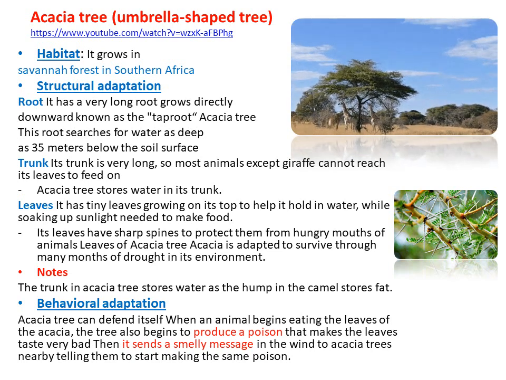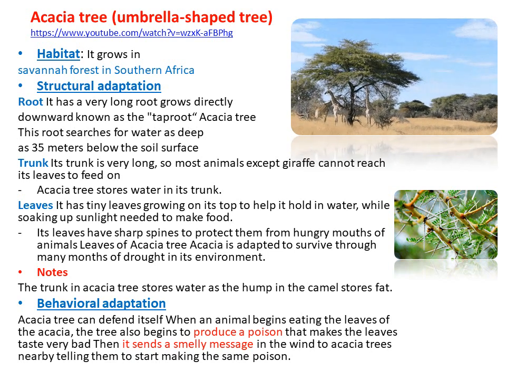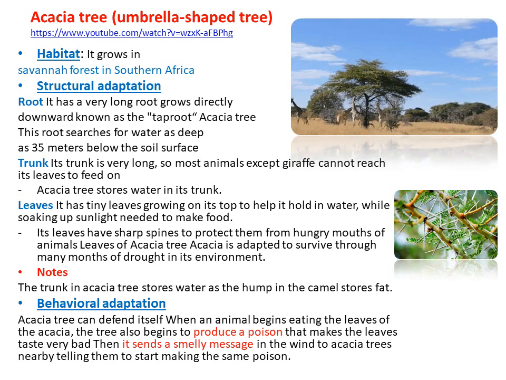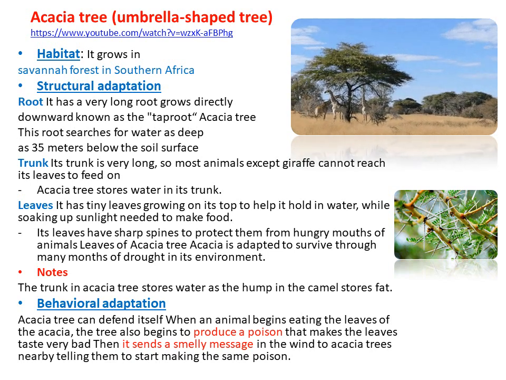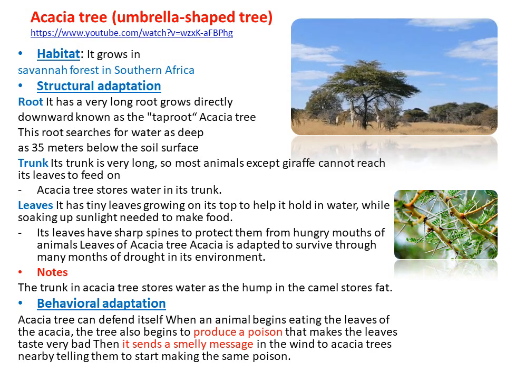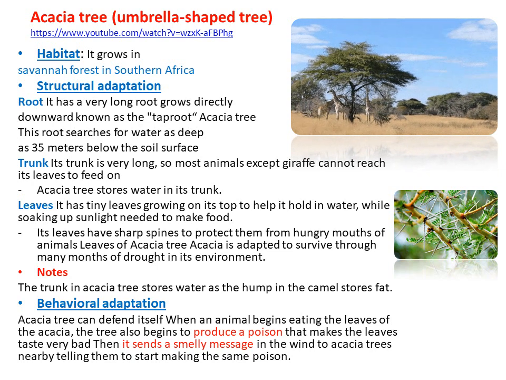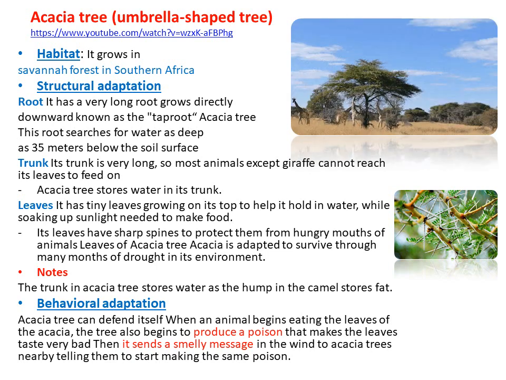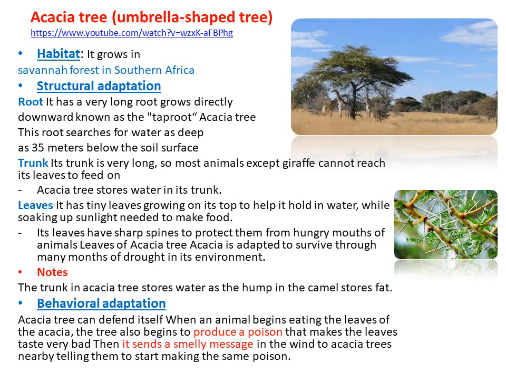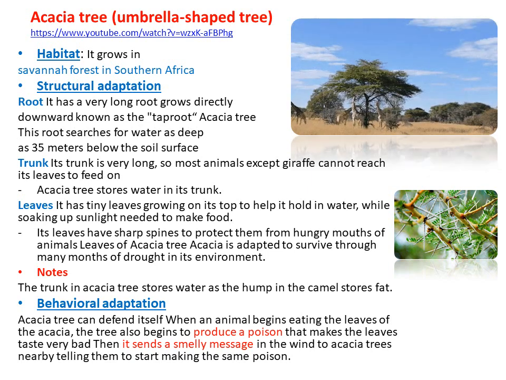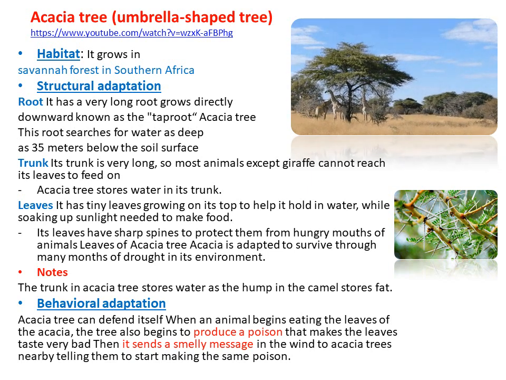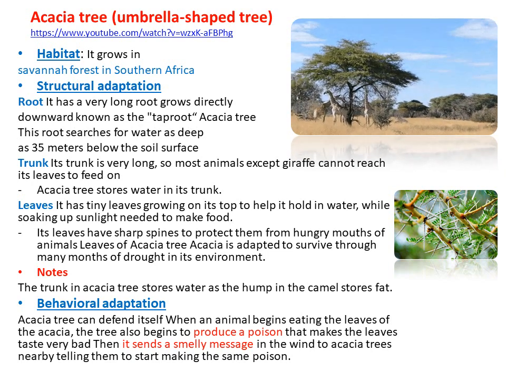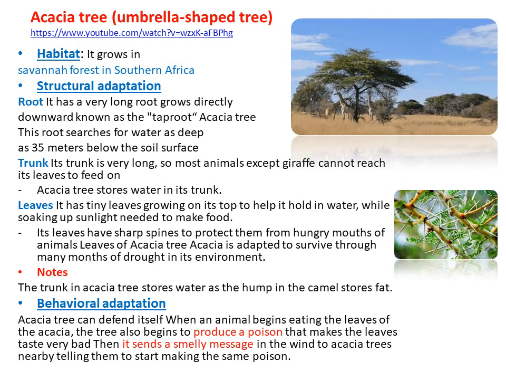Poison here means it makes the leaf taste very bad. So when the animals start to eat the leaves, they find the very bad taste of the leaf, so they stop eating them. But it's a behavioral adaptation. The tree starts producing this poison when the animals start to eat the leaves. It's not found in the plant all the time. It only produces it when the animals start to eat.